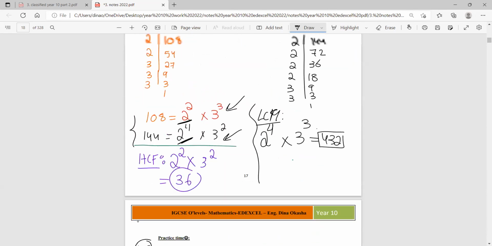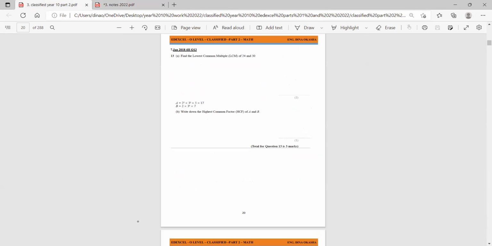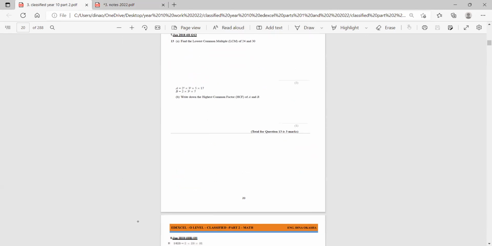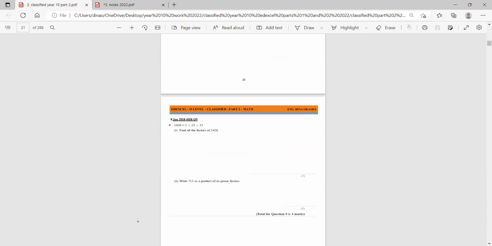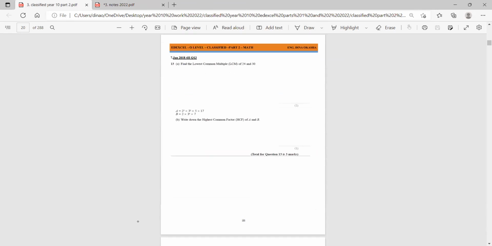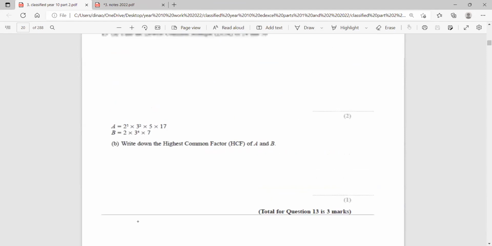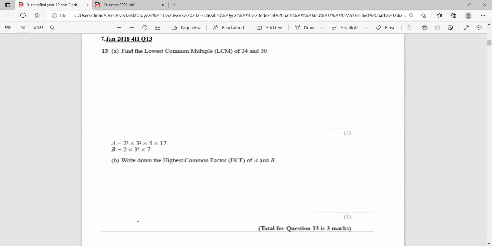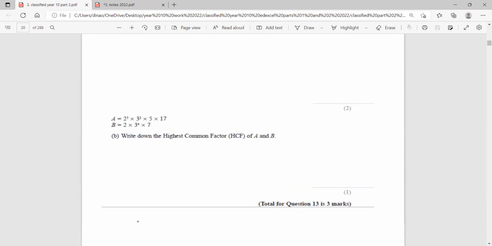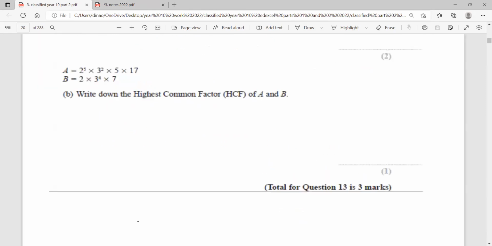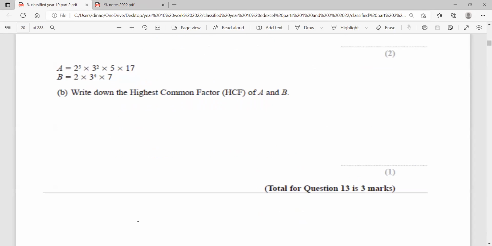Okay? Now I need you to open your classified part 2. Here it is, this example over here, page 20, classified part 2. I'll solve this one right here. As you can see, it gives me big numbers like this, and the numbers are already factorized.